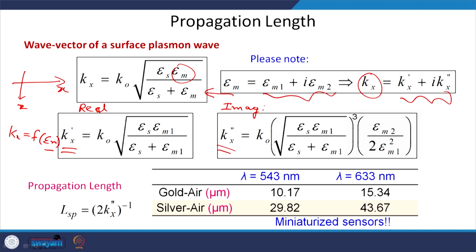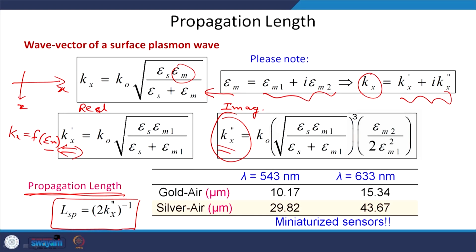And what you see is that it is almost the same. The real part is responsible for the propagation of the wave. The imaginary part is the component responsible for the wave dying out while it propagates. The length at which the amplitude becomes 1 by e and the intensity becomes 1 by e square is called the propagation length, and it is defined by this relation: L_SP is equal to 1 by 2 times the imaginary part of kx.